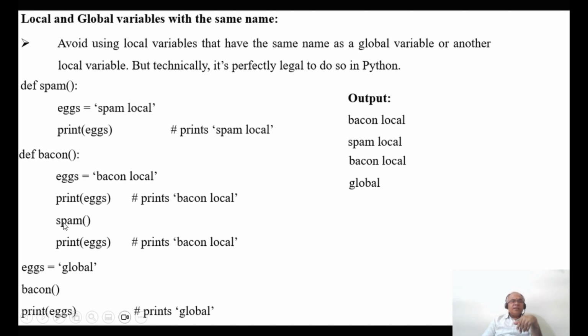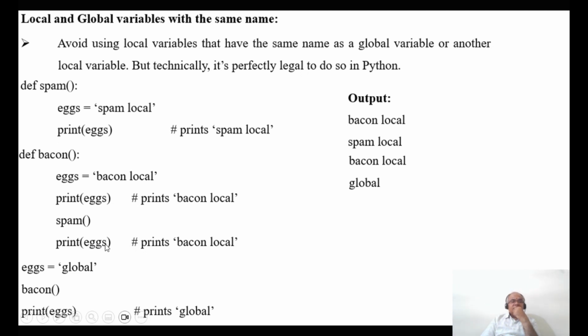Then immediately the cursor goes back to this. It is going to assign the value of x as spam local, because we are defining x with the value spam local inside the spam function. So print x, so spam local is going to be printed here. Again the cursor jumps back to this spam. Then it continues. What it does, print x.